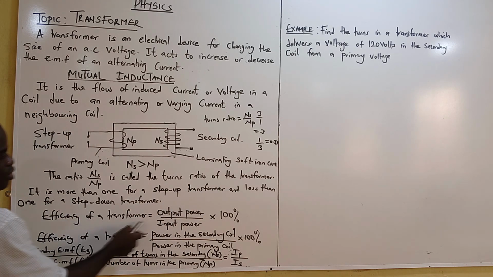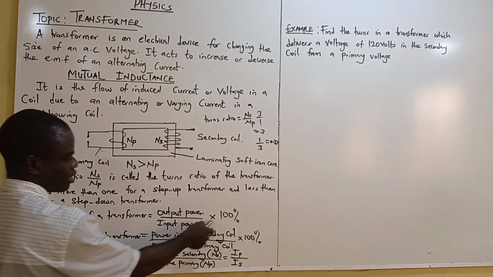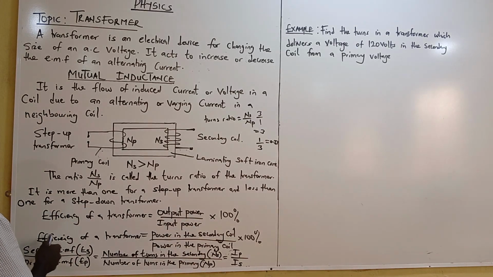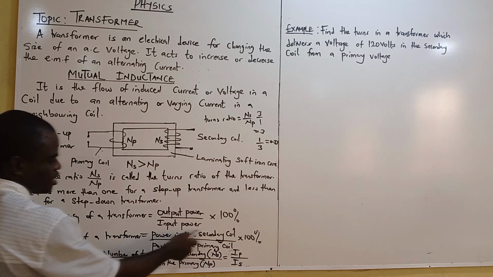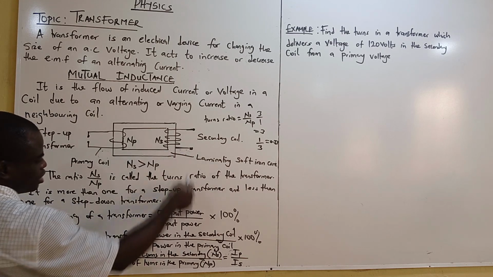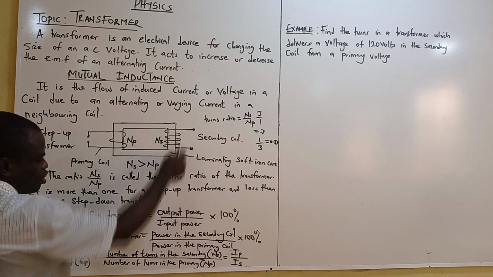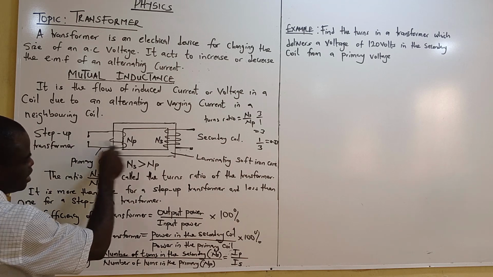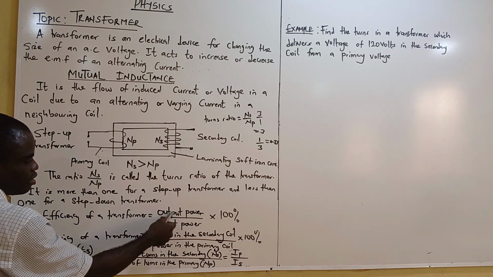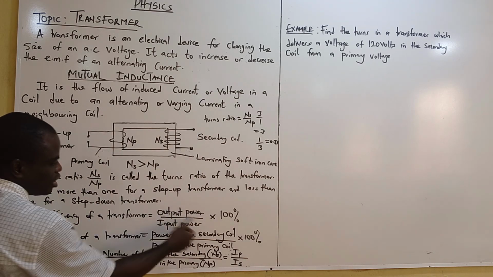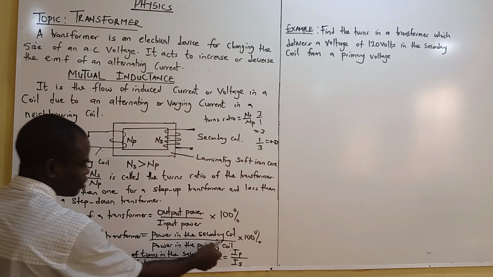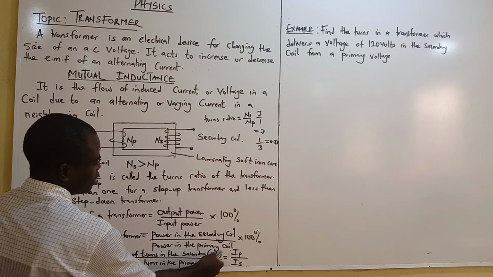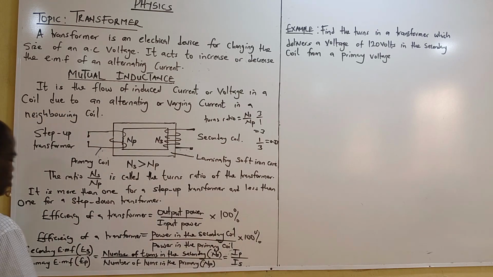Efficiency of a transformer equals output power over input power times 100%. Efficiency of a transformer equals power in the secondary, please take note, power in the secondary first, over power in the primary. This is the output and this is the input. Others write it as output power over input power, or power in the secondary over power in the primary, times 100%. The 100% shows that it's an efficiency.